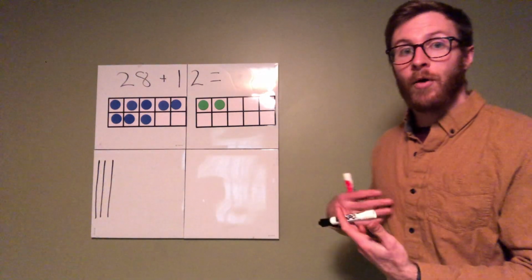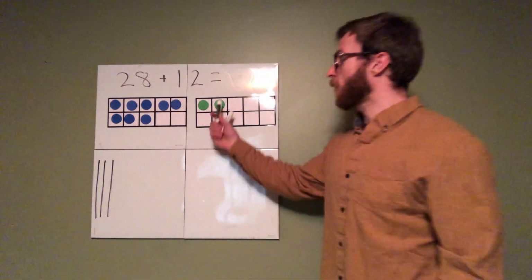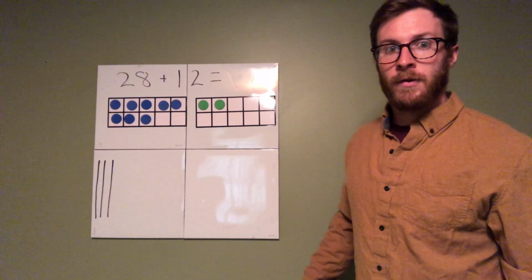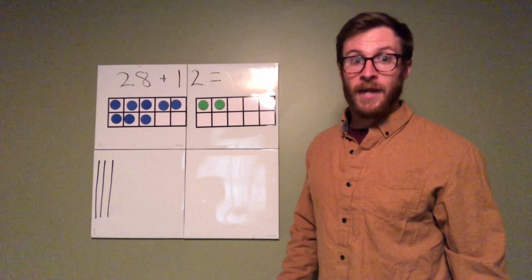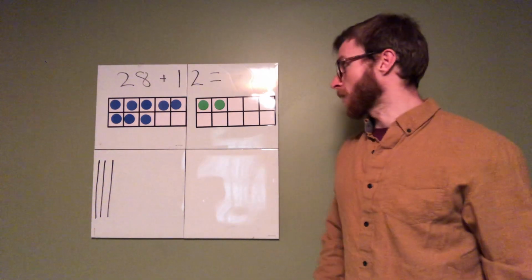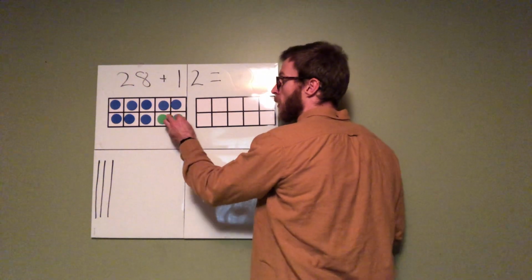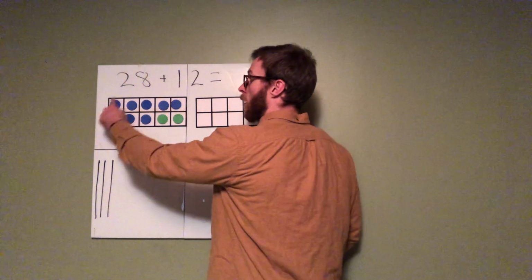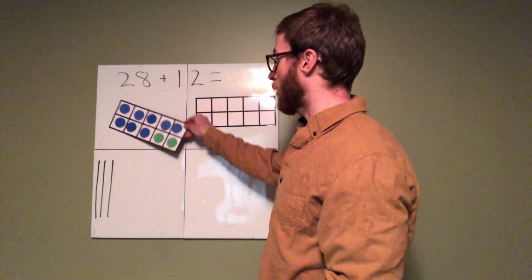Now we need to go add our ones together. So we have 8 ones plus 2 ones. Where do you think these 2 ones can go? I see 2 empty spaces right there. Can we put them together in that picture? Yes, we can. So 8 plus 2 more equals a full group of 10. So we have another 10 here.